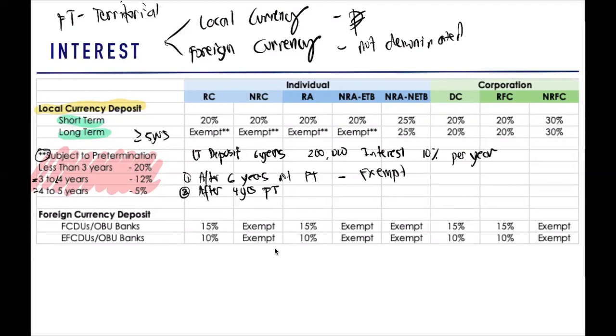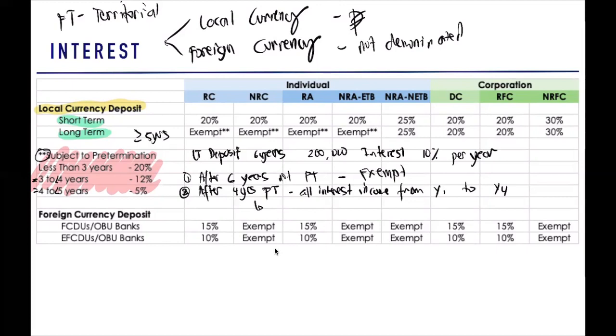At least 4 years, less than 5 years, 5%. So here, after 4 years, it is pre-terminated. So here, all interest income from year 1 to year 4, we will tax it.